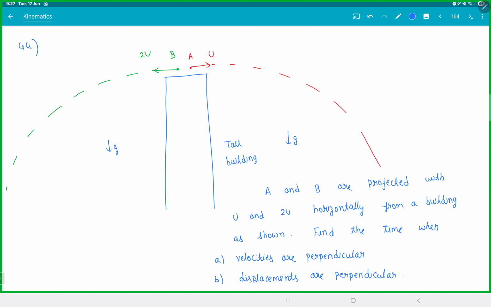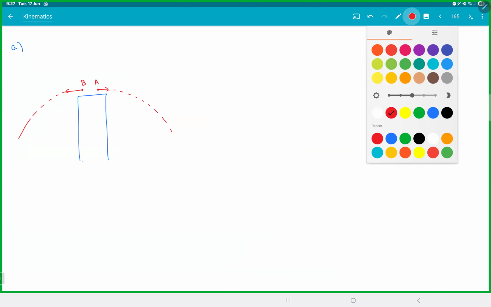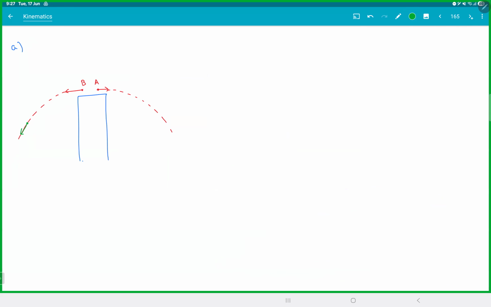In case you want to show the diagram, this is how the diagram will look. When A is projected from a building, this velocity goes like this. When B is projected here, it will go like this. At some time, this velocity will be VB. If you extend the vector, at some time this velocity will be VA, and when you extend them, this is 90 degrees. That's your first question: the two velocity vectors have become perpendicular.